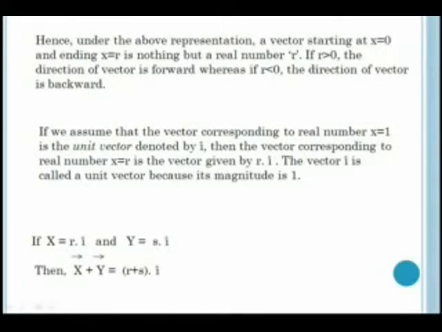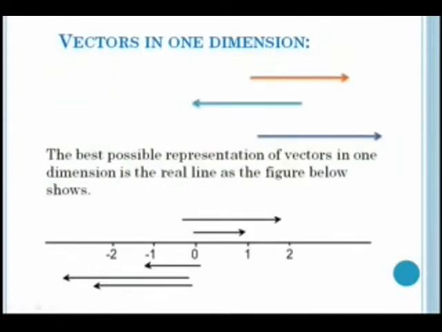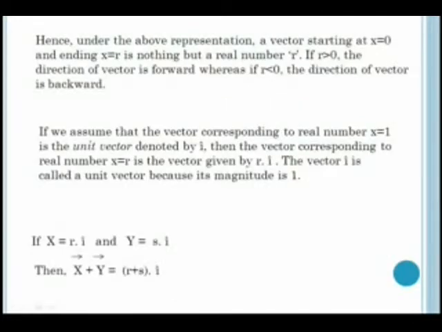A vector starting at x equal to 0 and ending at x equal to r is nothing but a real number r. So if we consider a real number r, any vector which starts from the point x equal to 0 and ends at the point x equal to r is a vector. Here we see that the magnitude of this vector is equal to r. Now if r is greater than 0, the direction of the vector is forward, whereas if r is less than 0, the direction of the vector is backward.